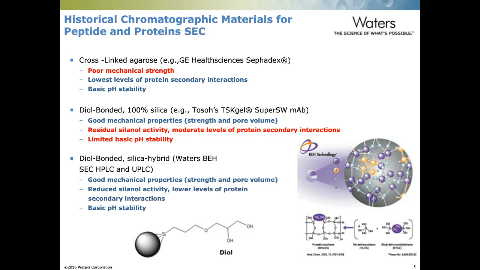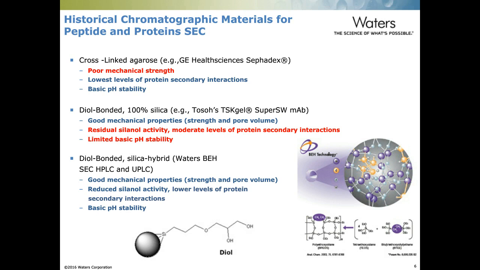These are gel particles. They have very poor mechanical strength. They're kind of squishy, but ultimately these particles are somewhat advantageous in the sense that of these three different types of particles, they have the lowest levels of secondary protein interactions, and they also have really good basic pH stability.